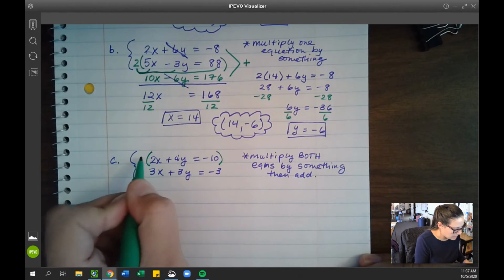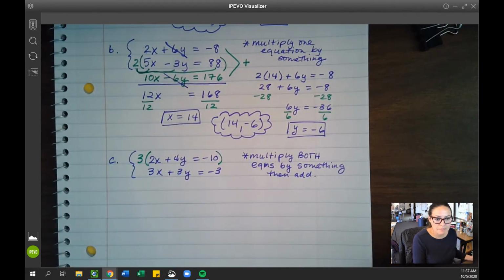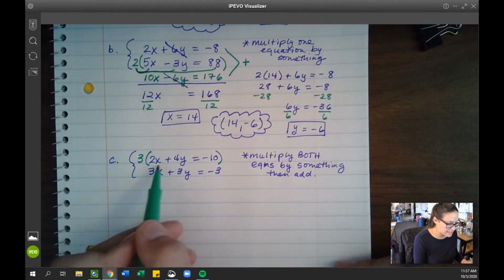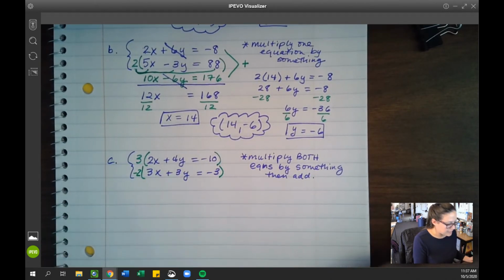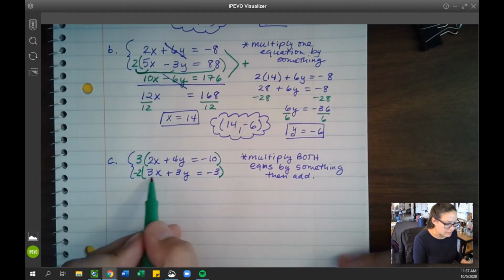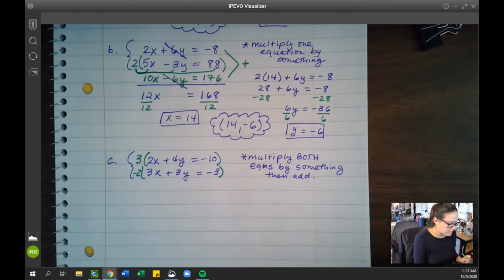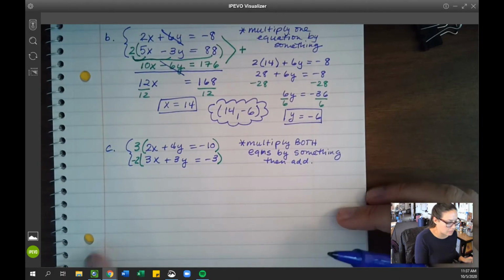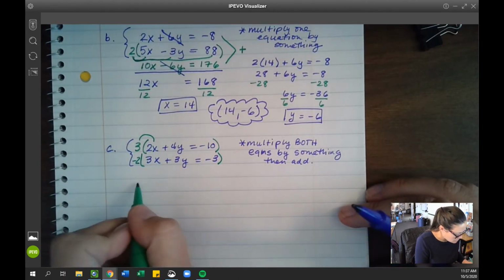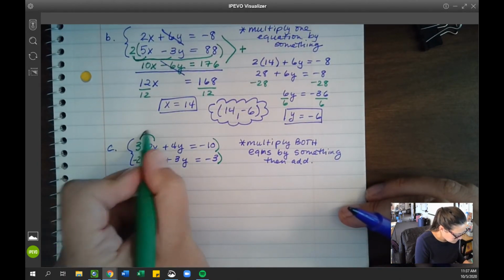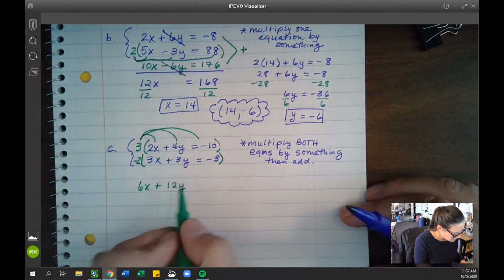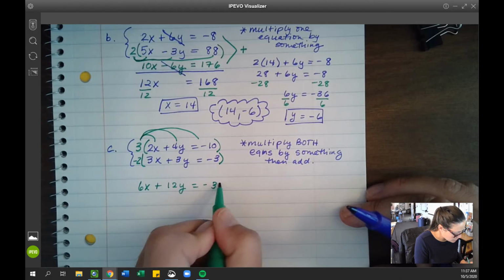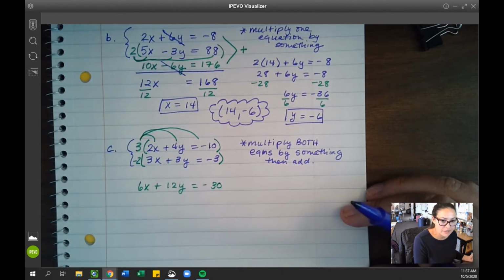So I'm going to multiply this top equation by 3 to give me 6x, and I'm going to multiply the bottom equation by negative 2, so I have a negative 6x. And remember, we're going to multiply everything in the equation by that number. So we're going to distribute. So I get 6x plus 12y equals negative 30, because I have to do 3 times negative 10.